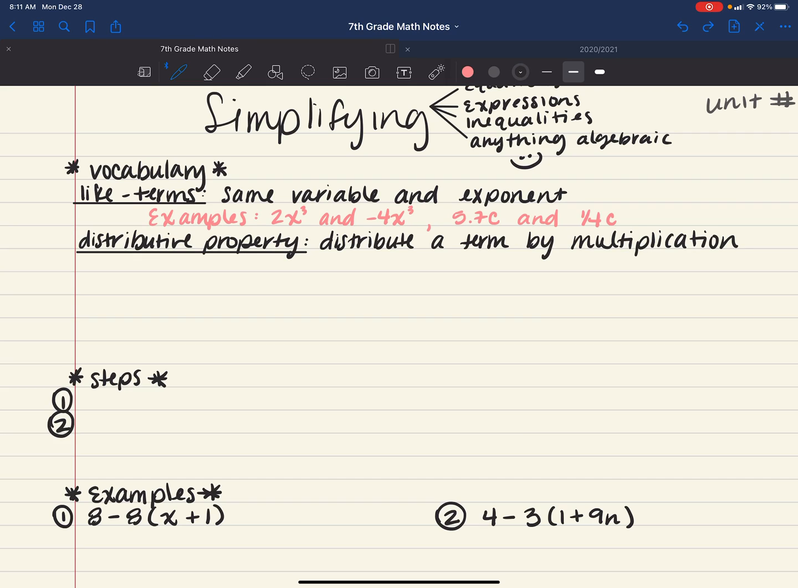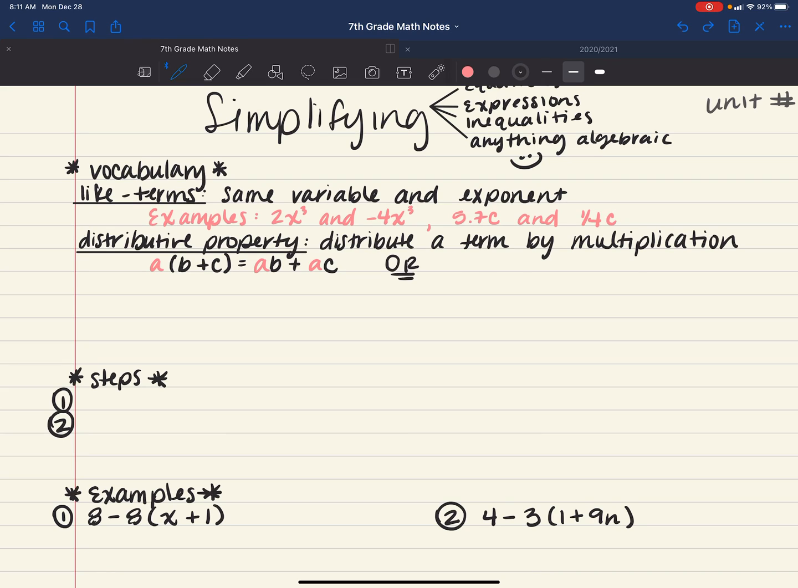Our other vocab term is distributive property. And I know it's really tacky to use the word in the definition, but distribute really is the best term for this. So you just distribute a term by multiplication. Meaning, if I have something on the outside of the parenthesis, like for example, A here, it is A times the sum of B and C. So we distribute the A times B, so we get AB. And distribute A times C, we get AC.